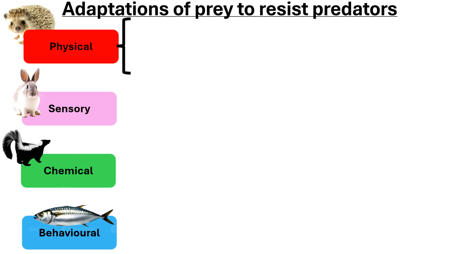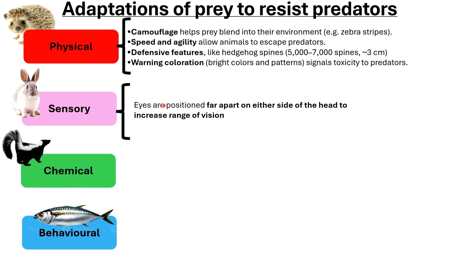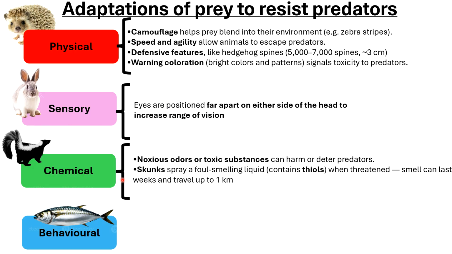As a response to the adaptations of predators, prey have developed the following: camouflage, speed, agility, defensive features such as the hedgehog spines, warning coloration, so you might have seen those frogs that are red, orange, that signals a lot of toxicity, followed by sensory adaptations. We've seen this eye adaptation before in the video. The chemical adaptations, these are very effective. An example of these would be skunks. You've probably seen them in cartoons.